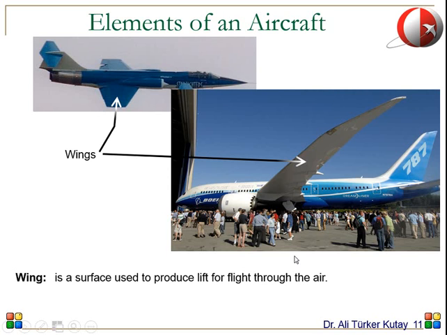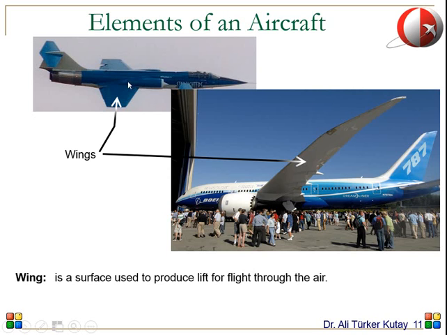These are the wings. Again, you see two very different wing designs. Both of these are conventional airplanes, and they both have wings, but the wings don't have too much in common. A wing is a surface used to produce lift for flight through the air. Okay, so this is the part that creates the force necessary for flight.